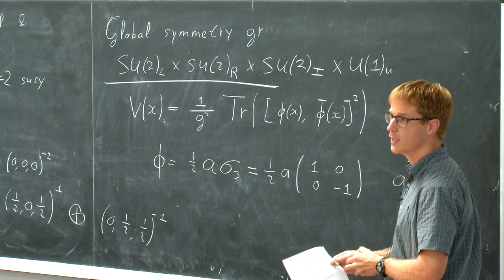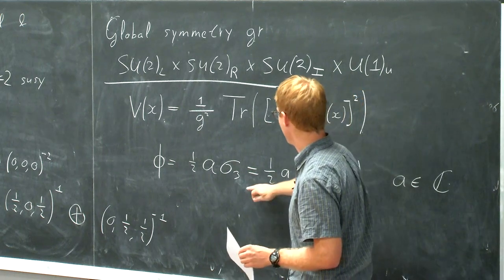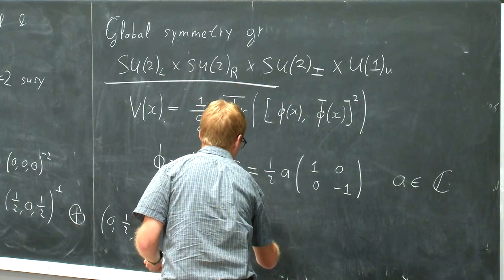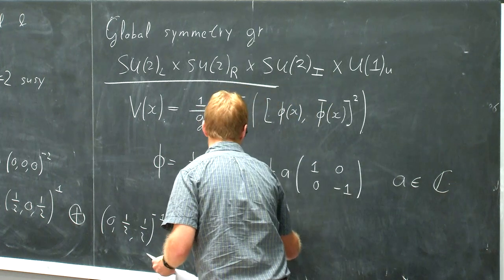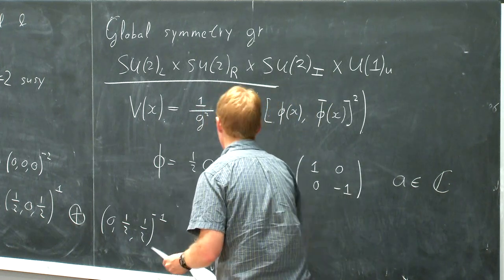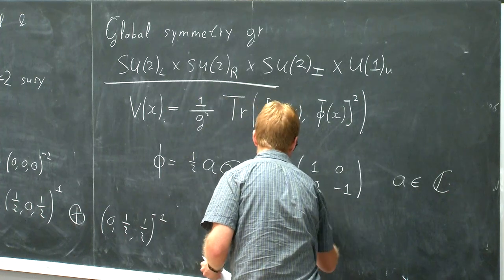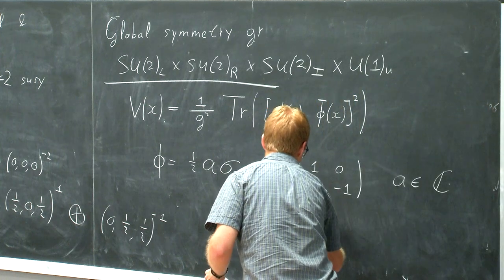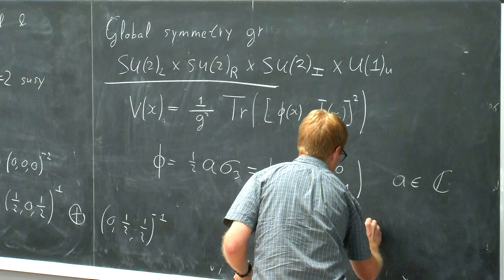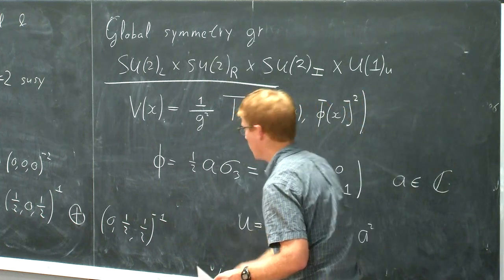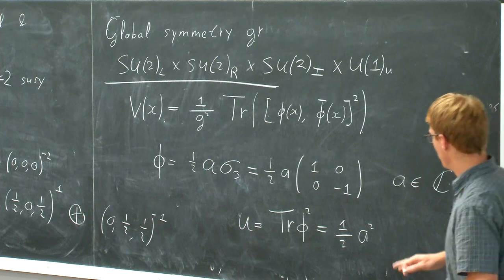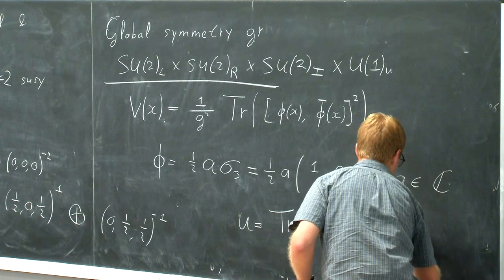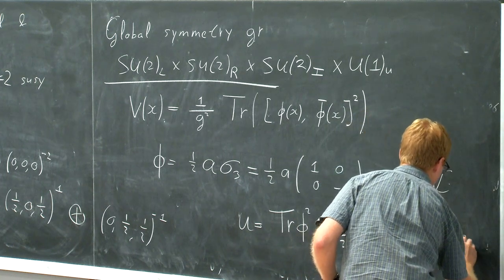Are there any questions? Okay, so in order to parameterize the vacuum moduli space, we want a gauge invariant combination. So we take a quantity that is proportional to the trace over phi squared. In this parameterization, this would go as 1/2 times a squared. And this is what we denote by u. And so the space where u lives is the u-plane. Okay. So this is valued then in the u-plane.